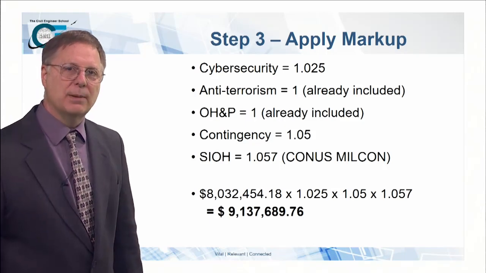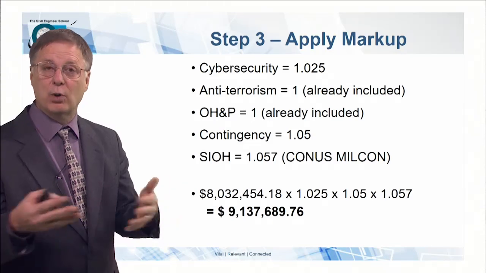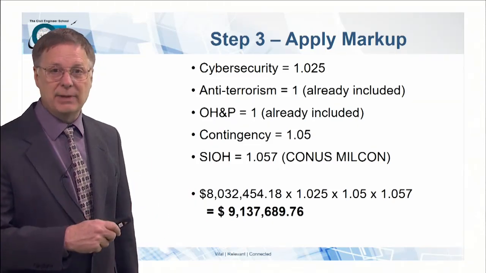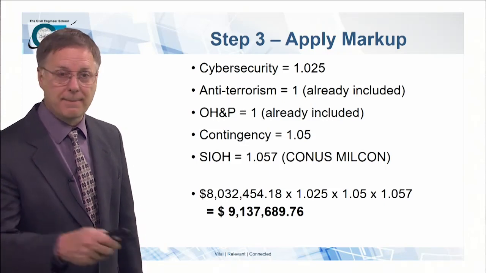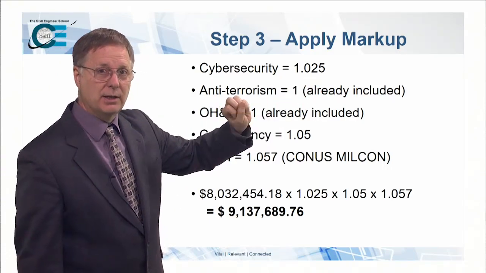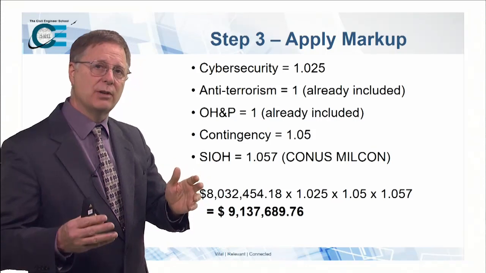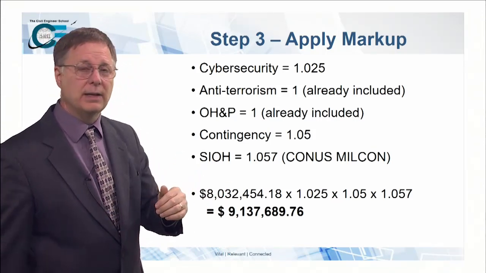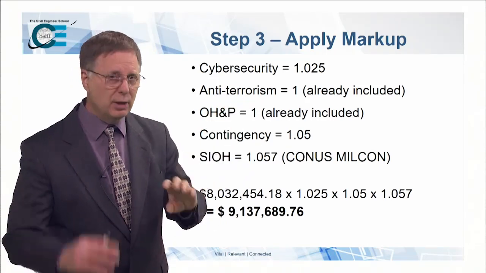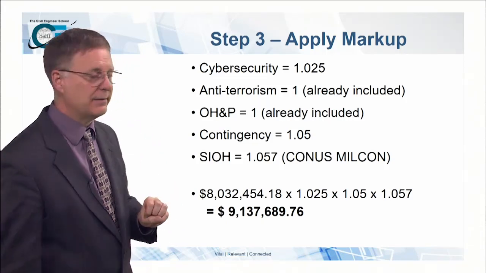Now we go into the markups, and you have to ask yourself, what program are we in? Because different programs will use different markups. In the military construction program, which at $8 million, we're in the military construction program, right? In the military construction program, we have to have a cybersecurity facility adjustment. And the programming policies out there have a whole bunch of discussion of what cybersecurity adjustments are appropriate. Essentially, we're going to use for this course 2.5%. But it could be higher or lower depending upon the type of facility and size of facility.